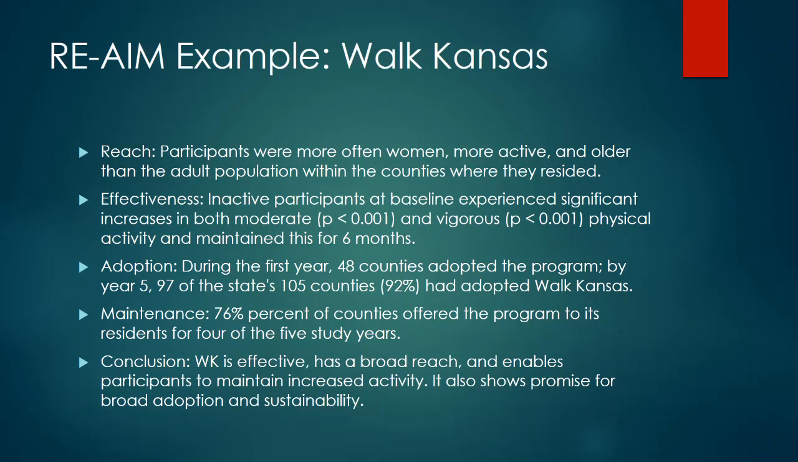Adoption would be measured by the uptake of the program. So in the first year, 48 counties in Kansas adopted the program, and by the end of the 5-year project, 97 of 105 counties, or 92%, had adopted it. In terms of maintenance, 76% of the counties offered the program to residents for 4 of the 5 study years. So the one piece that's missing here is the implementation fidelity piece, but that would be possible to measure. And the conclusion based on this data is that Walk Kansas is effective, has a broad reach, and enables participants to maintain increased activity over time, and it shows promise for broad adoption and sustainability.